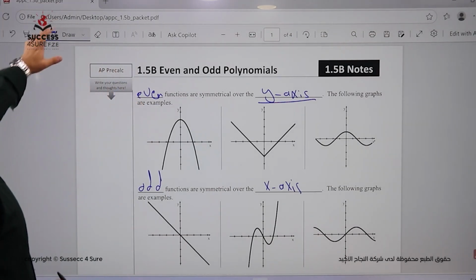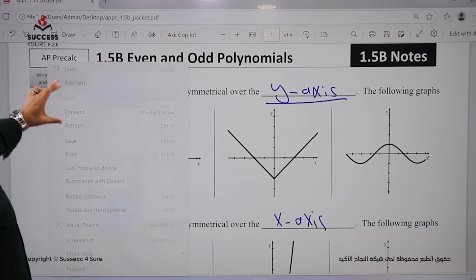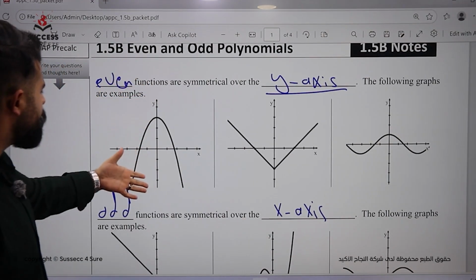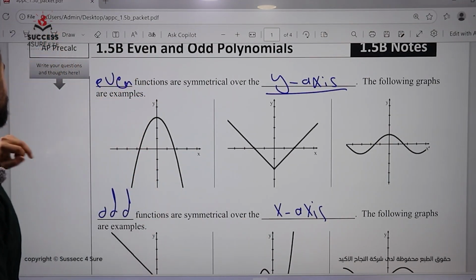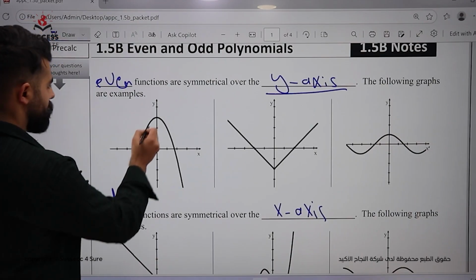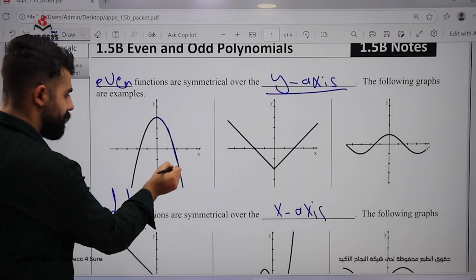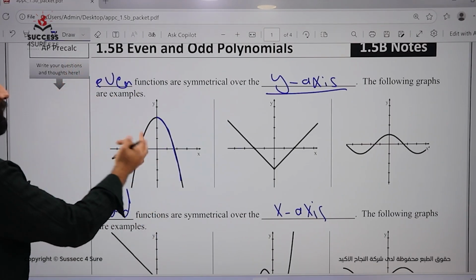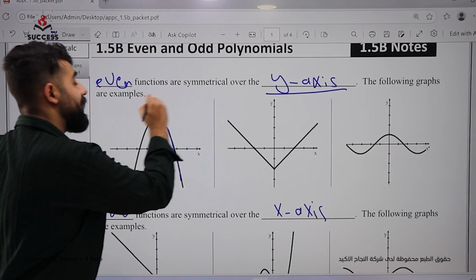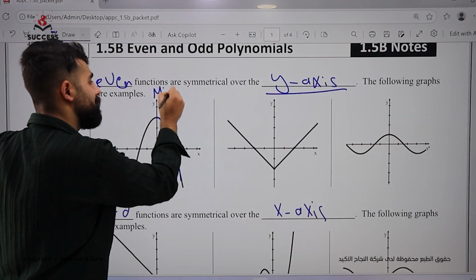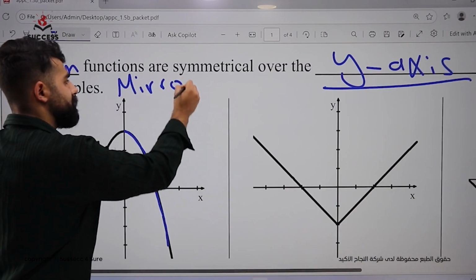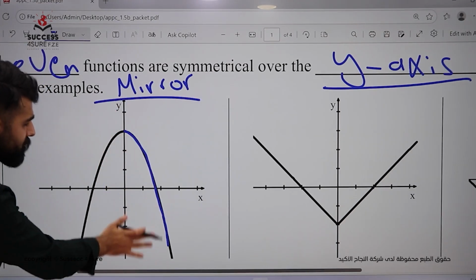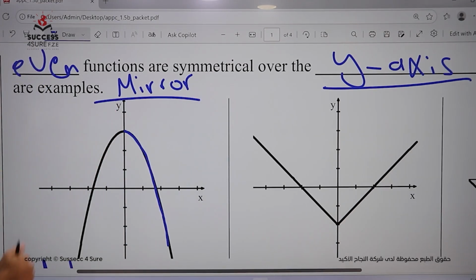To understand what that means, the word symmetric means you can treat the y-axis like a mirror. Look at the function here. From this side, you are going to see the exact function on the left side. So we can deal with the y-axis like a mirror. We have the same shape from the right, the same shape from the left.